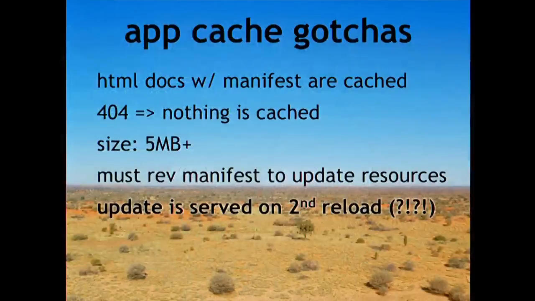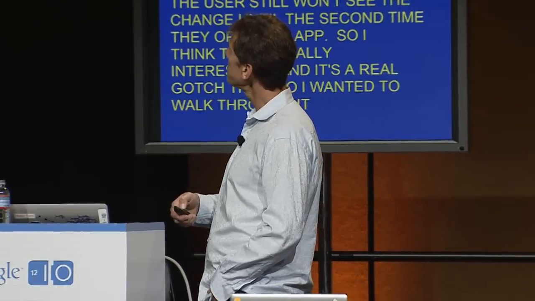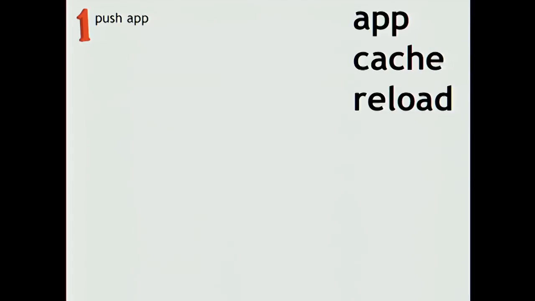And this was really confusing to me. Even if you do rev the manifest file, the user still won't see the change until the second time they open the app. So I think this is really interesting, and it's a real gotcha, so I wanted to walk through it in more detail. So let's suppose you go home today and you build a mobile web app that uses app cache, or a desktop app that uses app cache. And it's got this awesome green logo that the designer gave you. And so you list that in your app cache manifest file. So you push that tonight.